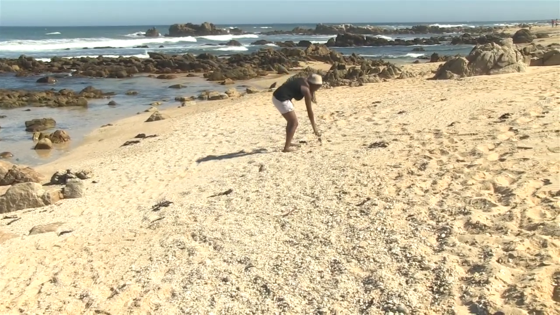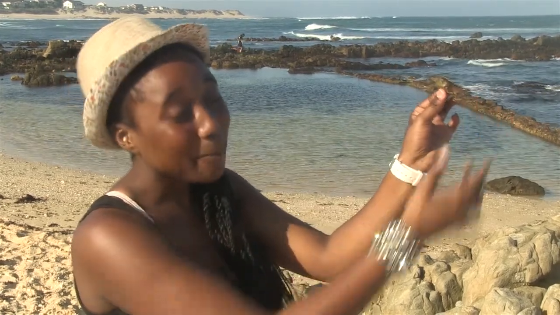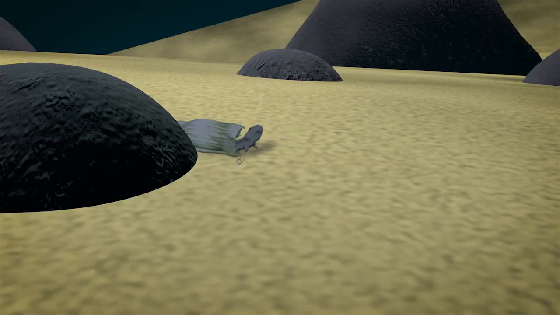Come, have a look at this. This is a mermaid's purse, which has been washed up by the sea. It may look like another piece of seaweed, but believe it or not, it actually comes from a shark.